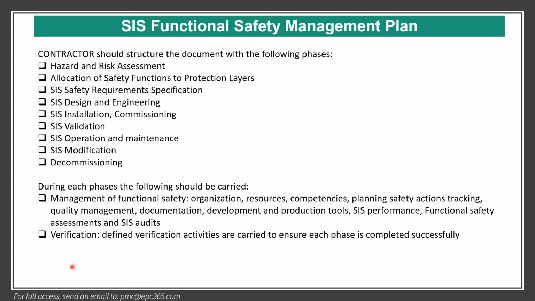Management of functional safety is very important: organization, resources, competency, planning, safety action tracking, quality management, document and production tool, SIS performance, functional safety assessment and audit, and verification. Defined verification activities are carried out to ensure each phase is completed successfully.